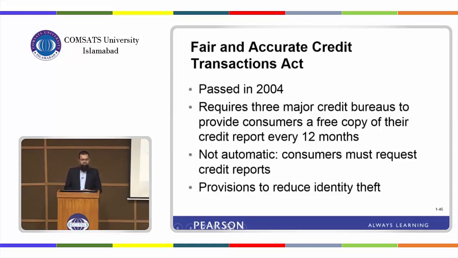Another act about the private databases is the Fair and Accurate Credit Transactions Act. That act was passed in 2004. It gives a privilege to the account holders, to the consumers, that they can ask for their account statements after every 12 months. By default, they will not send a bank statement to every customer, every individual. But if someone is interested in the bank statement, then they are bound to provide the document. We discussed in previous lectures what identity theft is and how personal information is misused. So this act helped to reduce identity theft.